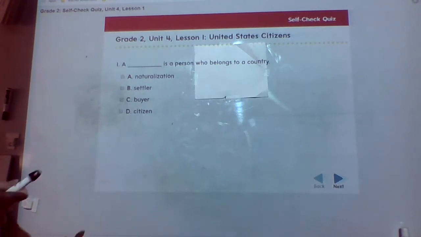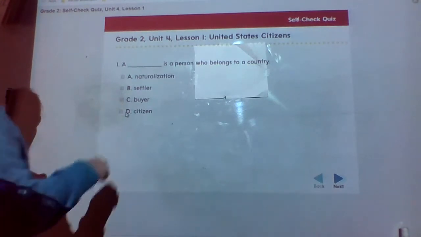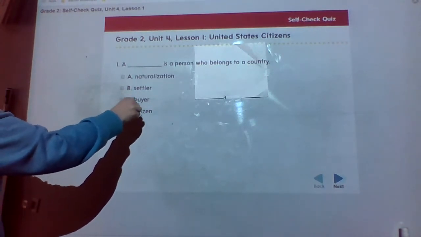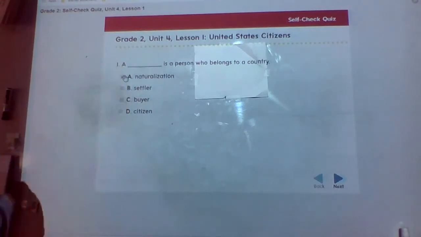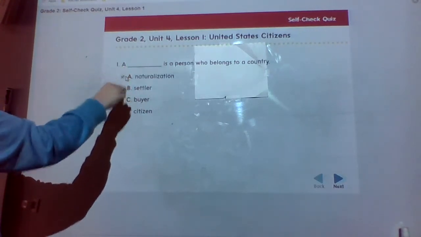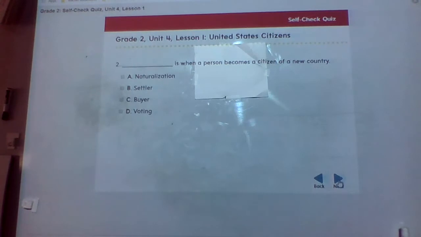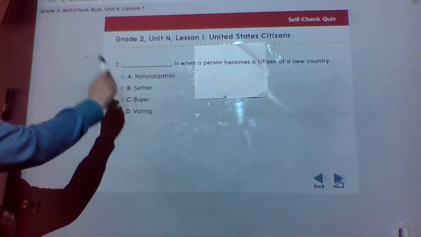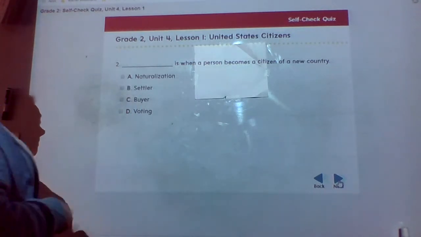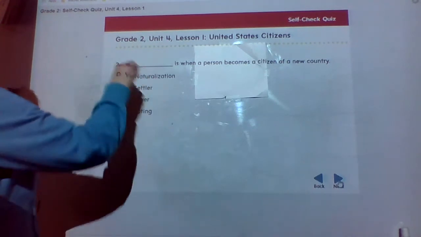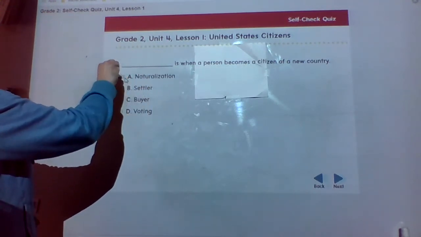Okay, here's a quiz. A blank is a person who belongs to a country. Is that a naturalization, a settler, a buyer, or a citizen? Except I can't. It won't let me click on anything. There we go. A citizen is a person. Blank is when a person becomes a citizen of a new country. Is that naturalization, settler, buying, or voting? When they become a citizen. Hopefully you said naturalization, except I can't click the square.